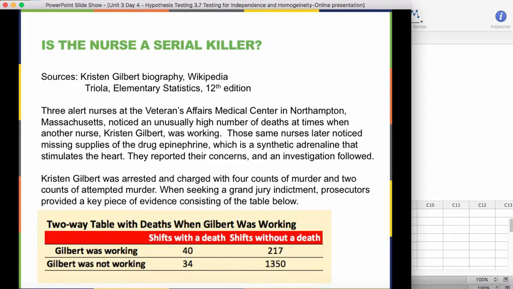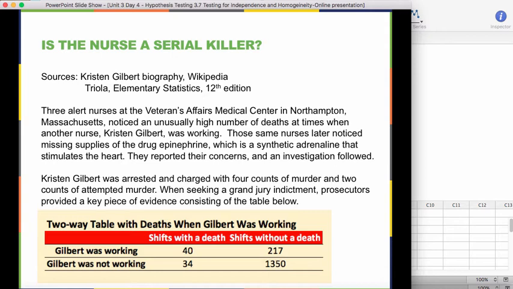So let's start. Is the nurse a serial killer? If you ever look it up, you can find Kristen Gilbert's biography on Wikipedia. Again, the source where it was inspired was from the Triola Elementary Statistics book. So this is how it goes.